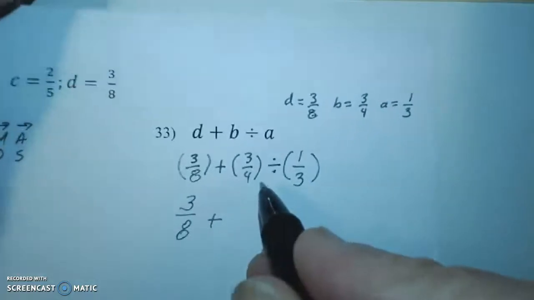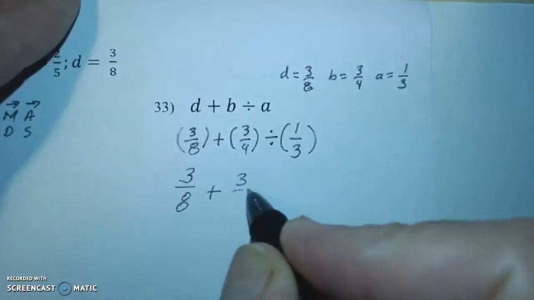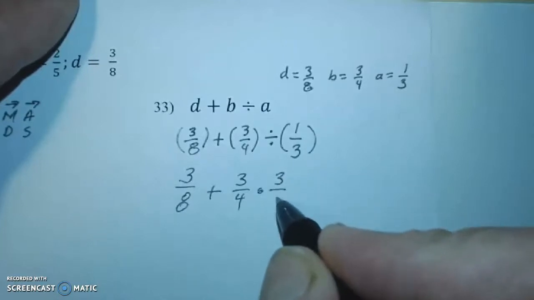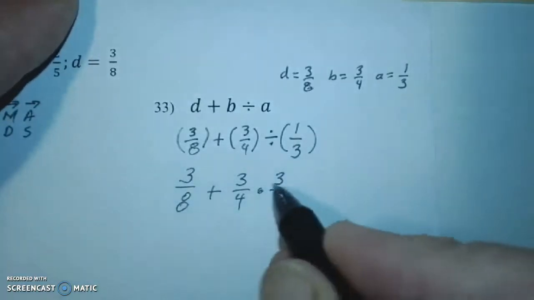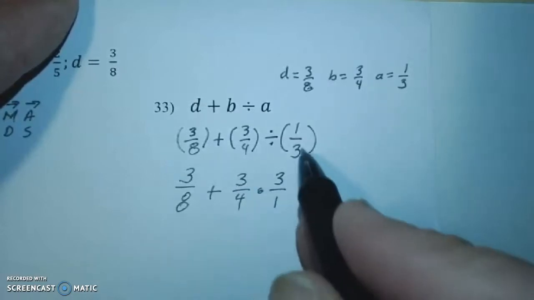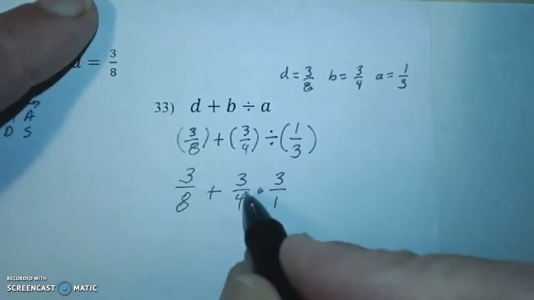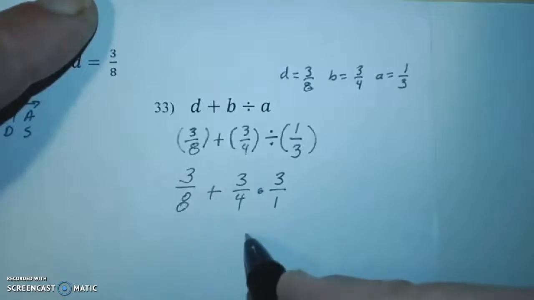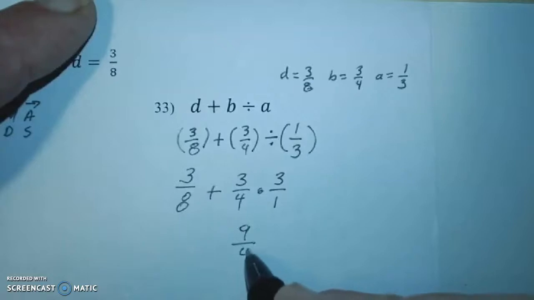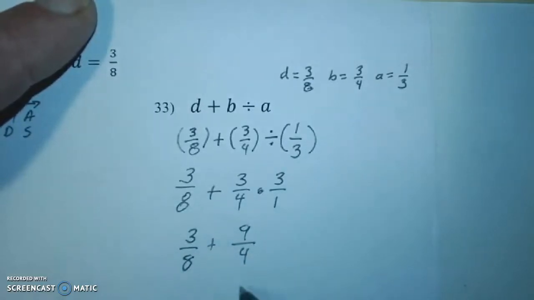You don't really divide with fractions. You multiply by the reciprocal. So this becomes 3/4 times the reciprocal, 3/1. Nothing to reduce. 3's are now both in the numerator, and it has to be that you reduce while you're multiplying. So you just multiply numerator times numerator, denominator times denominator. This is going to be 9 over 4. So now we have 3/8 plus 9/4.